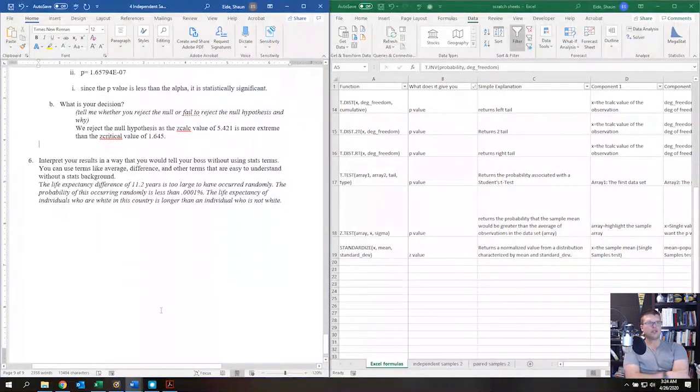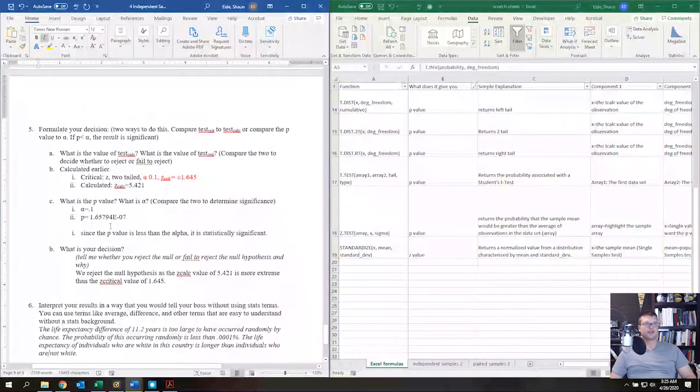Okay, so moving on. Interpret your results. The life expectancy difference. This is the first thing I'm telling you: there is a difference. The difference of 11.2 years is too large to have occurred randomly by chance. The probability of this occurring randomly is less than 0.01%. The life expectancy of individuals who are white in this country, the country that we're referring to, is longer than individuals who are not white.